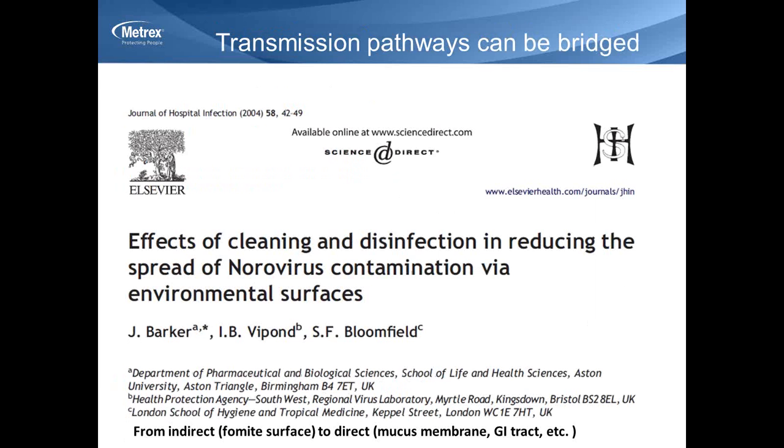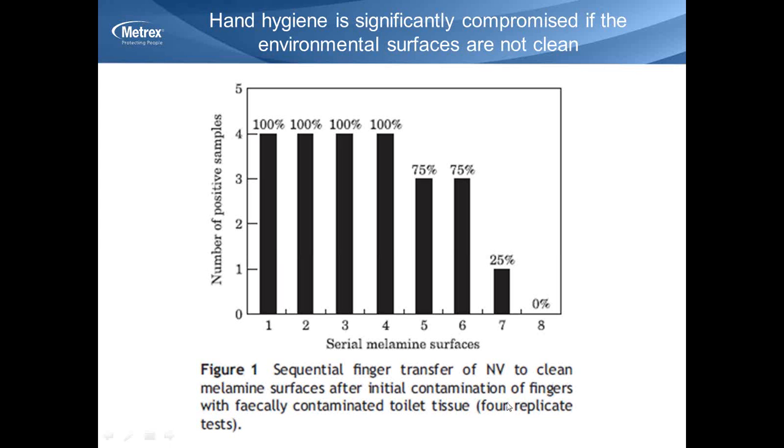Most peer-reviewed studies talk about the role environmental surfaces play in the transmission of norovirus infections, as you can see from another study. This study combined hand hygiene and environmental surfaces in the setting of norovirus contamination. So what did this study do? The researchers wore gloves and used a finger to touch fecally contaminated toilet tissues with norovirus contamination. Then they used the finger to touch clean surfaces, which were melamine surfaces.